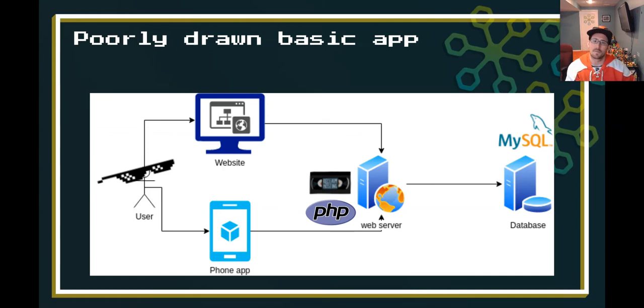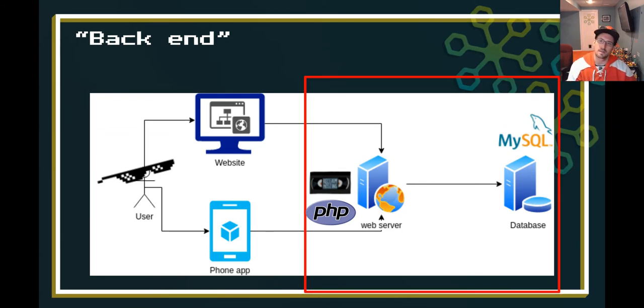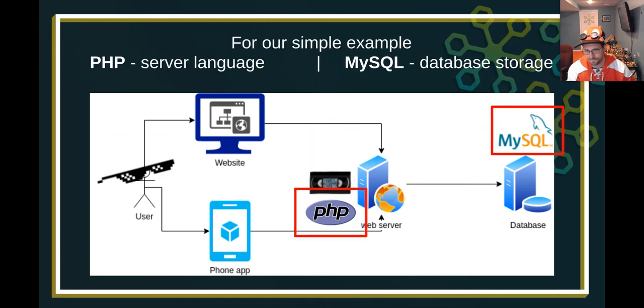So, a poorly drawn basic app, right? This is our front end. The user uses a website or a phone application on the front end to connect to the back end, which is presumably some server connecting to a data store. Here it says things like PHP and MySQL, but you can swap those out for all kinds of other logos and labels. So for our super simple example today, we've got PHP as a server language, and MySQL is our database storage engine.